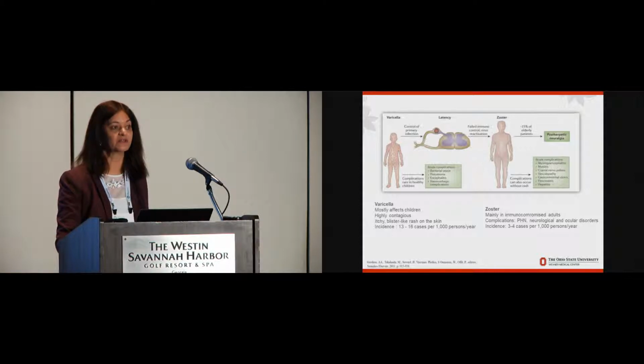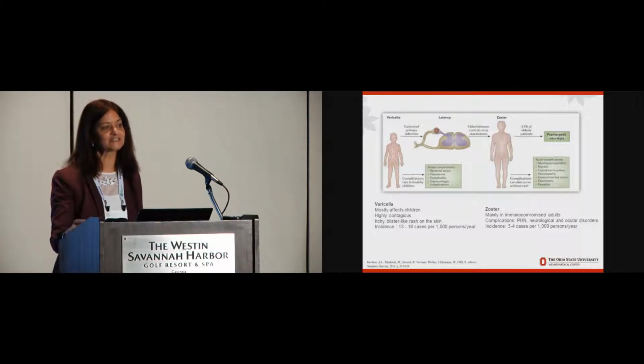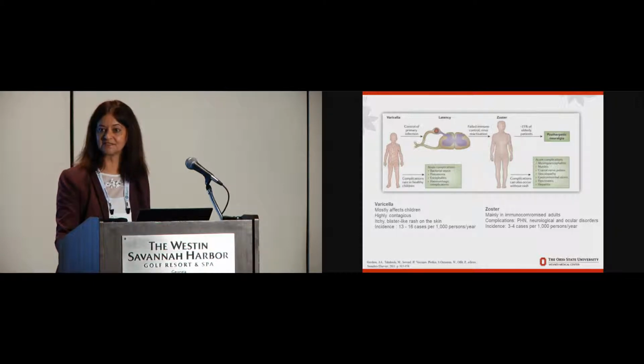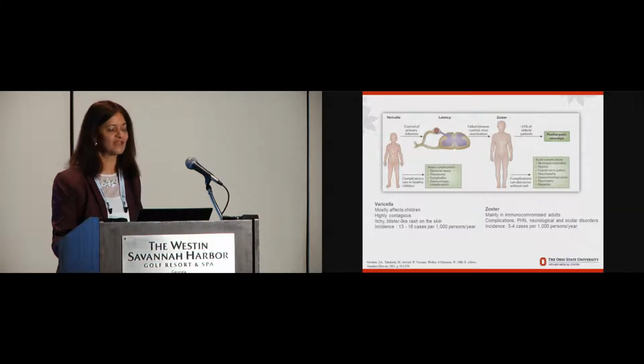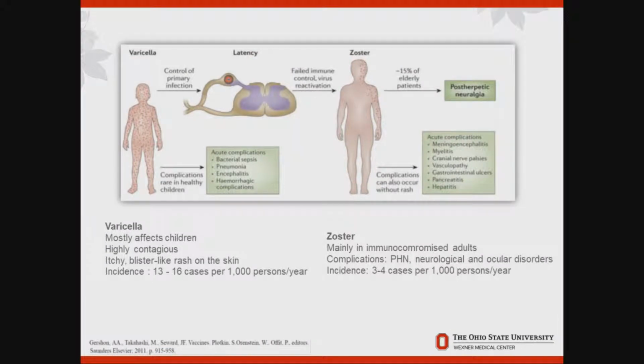But also obviously failed immune responses, or somebody who has suppressed immunity, somebody who's on steroids, somebody who's pregnant. These are just some of the triggers that can cause a latent virus to reactivate. And as far as zoster goes, about 15% of the patients develop this very painful condition called post-herpetic neuralgia, and there's not such good treatment for it. The complications with zoster are also listed here, which include meningoencephalitis, vasculopathy, pancreatitis, hepatitis, all kinds of complications you can read here. So the caseload is about 13 to 16 cases per 1,000 persons a year for varicella, and for zoster it is reduced to 3 to 4 cases per 1,000 persons.